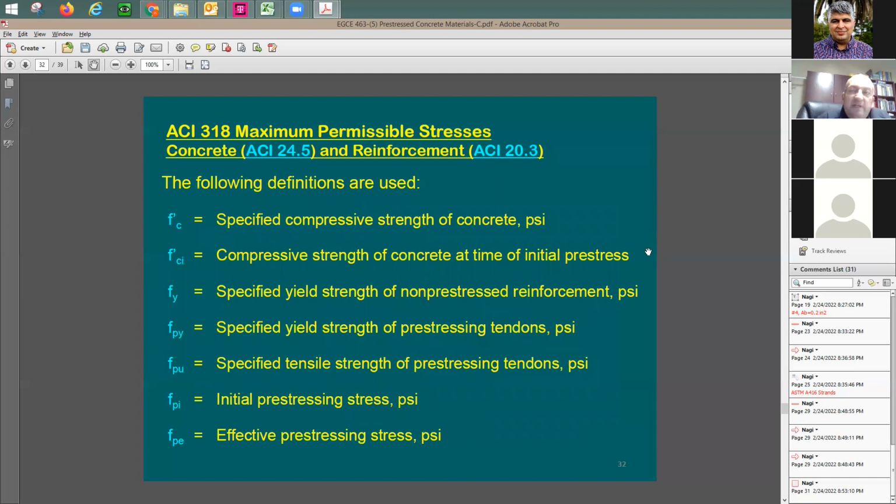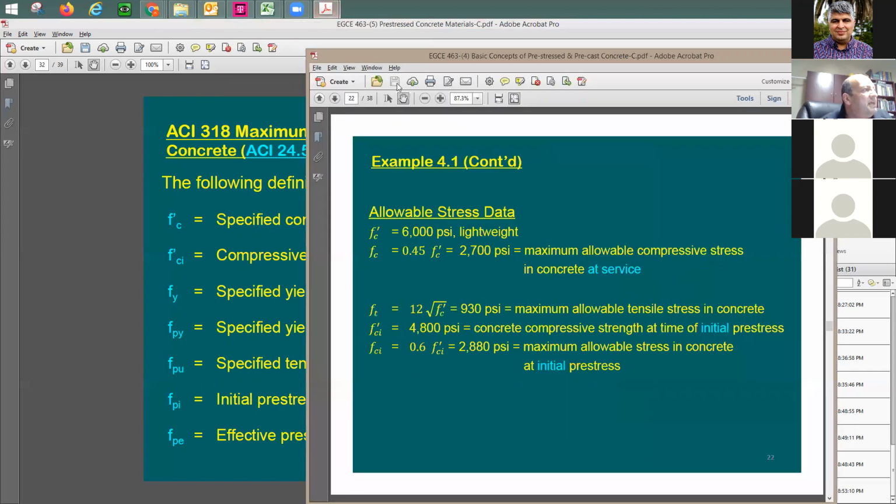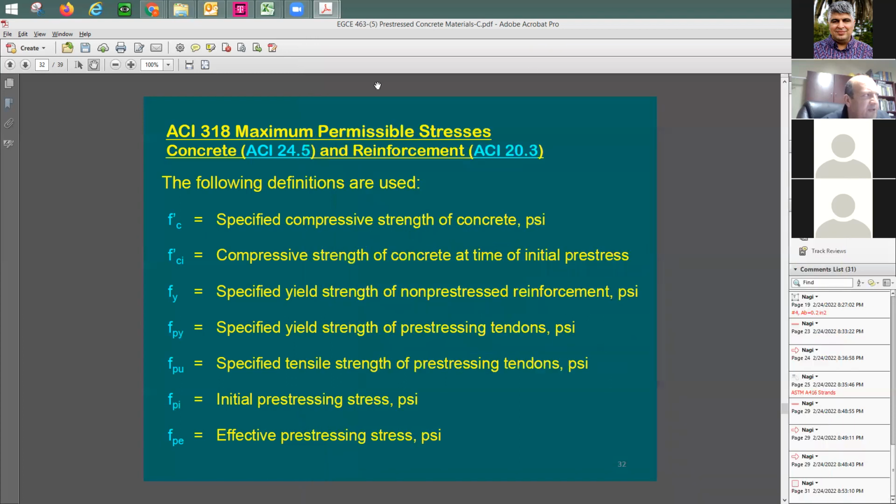Now, we need to look at the stresses. If you remember, I came to a certain point and said the maximum compressive stress is going to be 0.45 f'c at the surface, and 0.6 f'ci at the initial pre-stress, the instantaneous pre-stress. So someone here is asking, where did you get these numbers from? Why is that? Let me show you the source of this information.